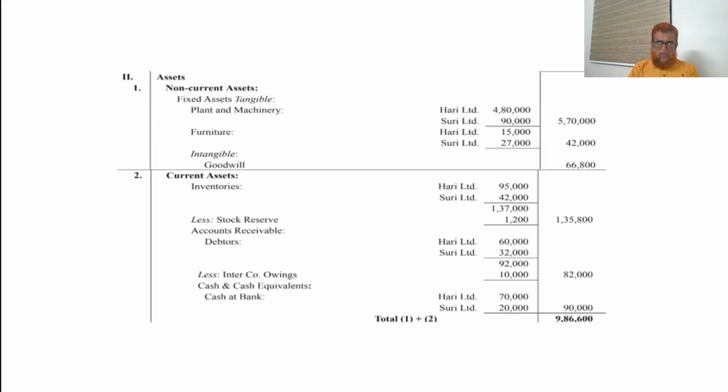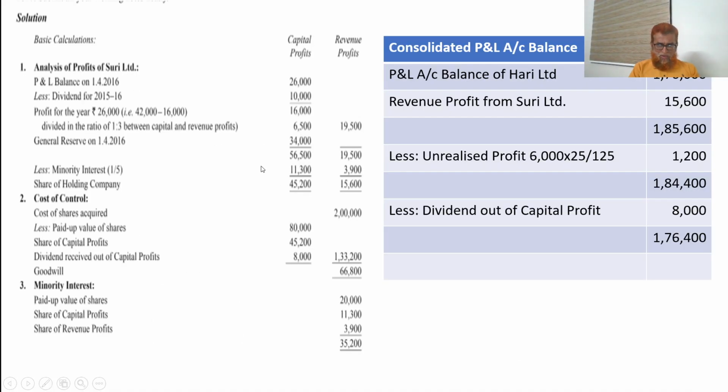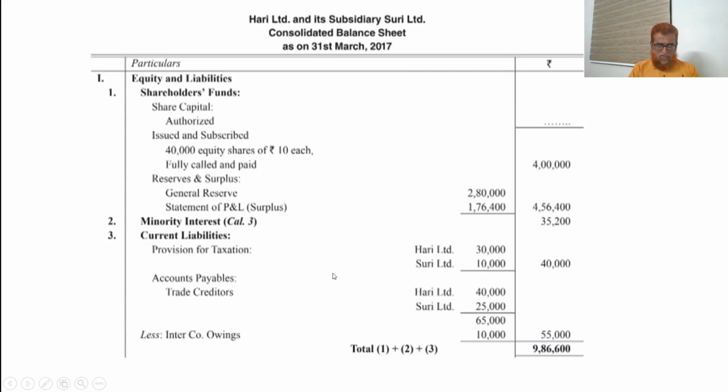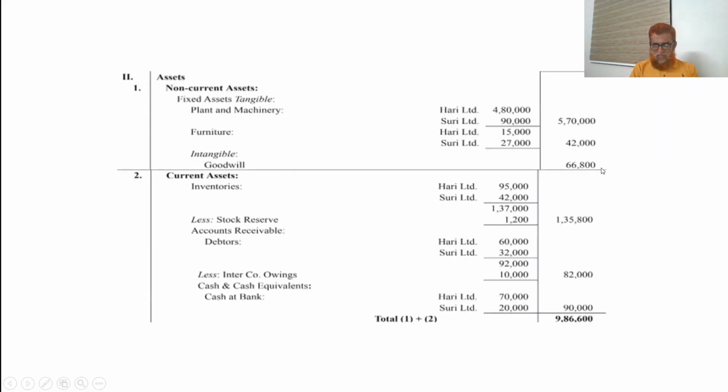Next, asset side. You have non-current asset. Fixed assets you have to divide into two, tangible and intangible, as given in the problem. Plant and machinery and furniture. Hari Limited plant and machinery 4,80,000 and 90,000 Suri Limited. Furniture Hari Limited 15,000, Suri Limited 27,000. Total and write it outside. Then goodwill, as just now we have calculated in the adjustment here. Goodwill here in the cost of control heading you have 66,800. That is what we have written as 66,800.